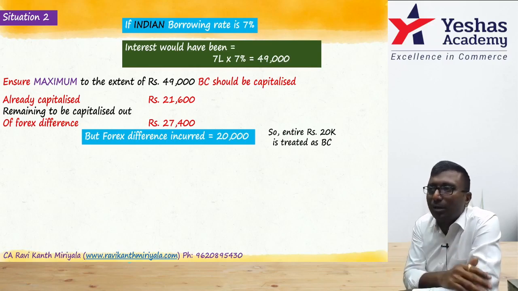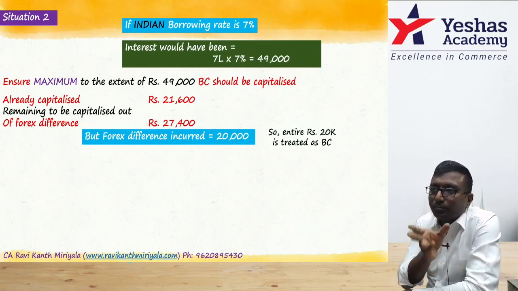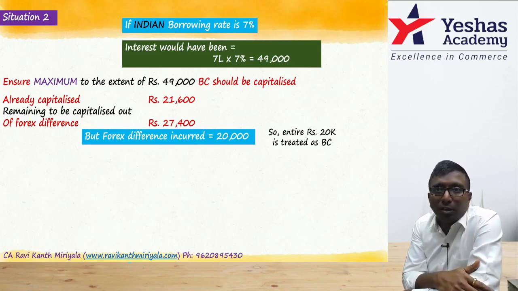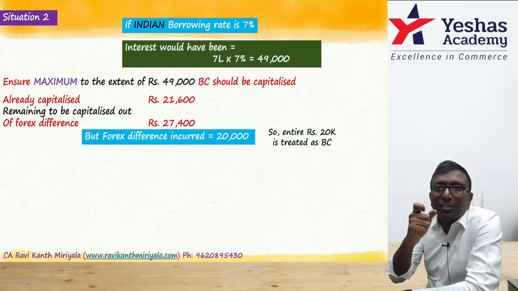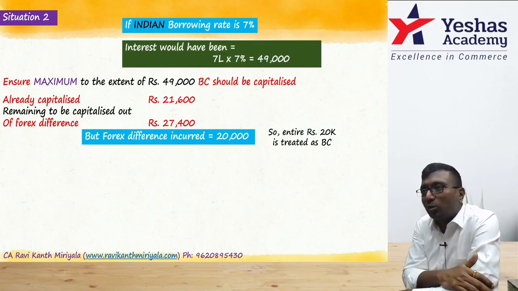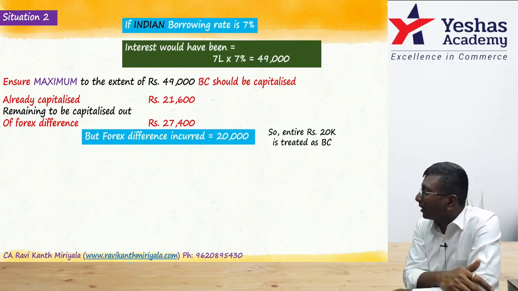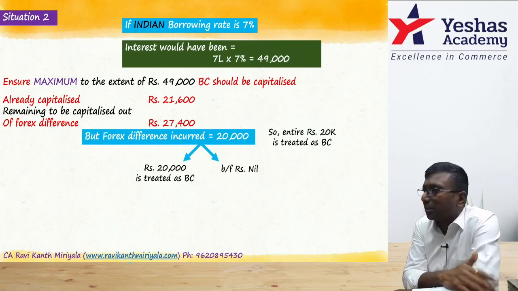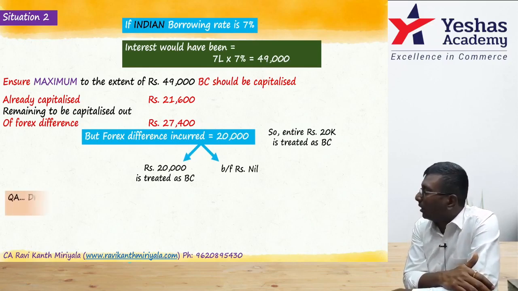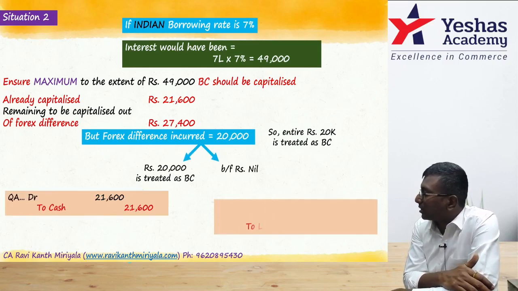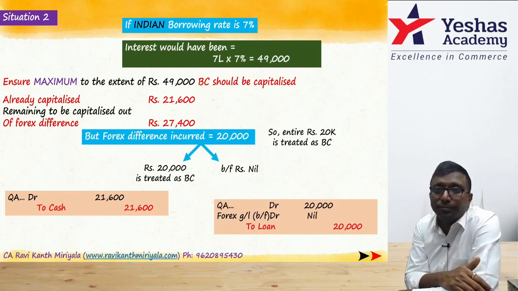What you incurred, that only can be capitalized, not the other things. Understood? The other number, the gap, is an imaginary number. If I had borrowed, when did you borrow? You didn't borrow. That is only to decide the extent. So obviously out of 20,000, 100% is borrowing cost. There is nothing as a foreign exchange difference. Normal journal entry. Here the entire QA account will be debited 20,000 to the loan account. Have you followed me? Can we go to situation number 3?